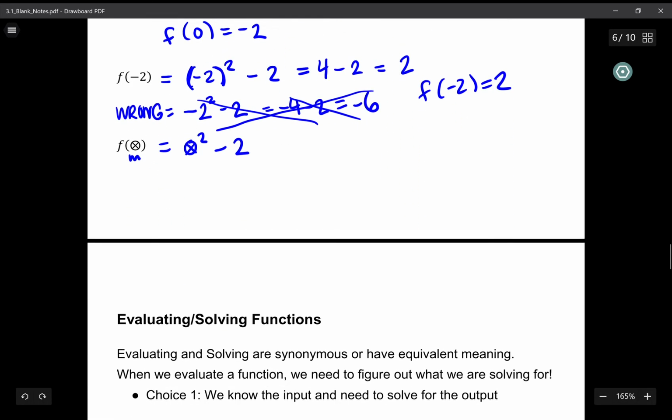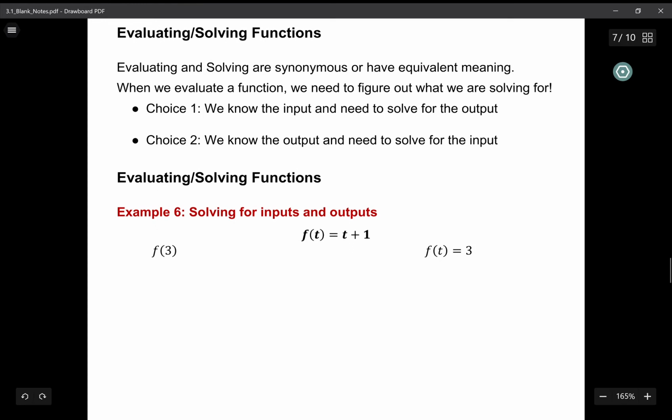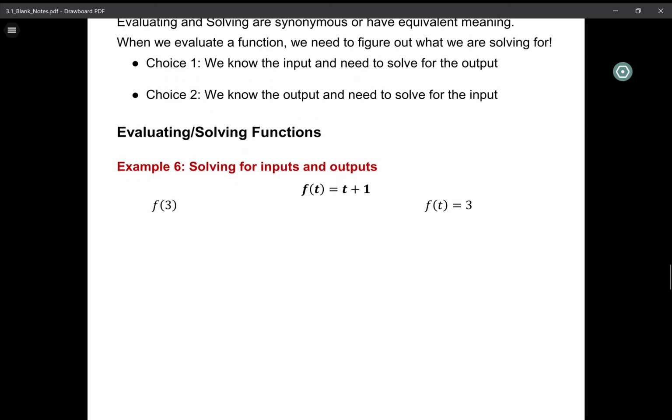All right, so let's talk about evaluating functions and solving functions. There's sort of two ways we do this. Maybe in one choice, we know the input, we need to figure out what the output is. And the other way would be we know the output and we'd like to solve for the input. We're going to do a simple, pretty straightforward example for both of those.